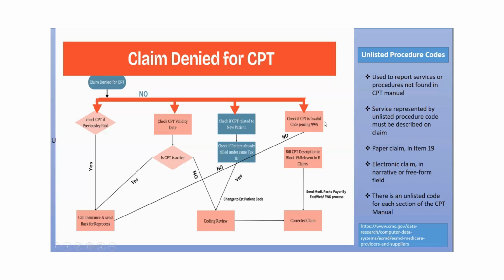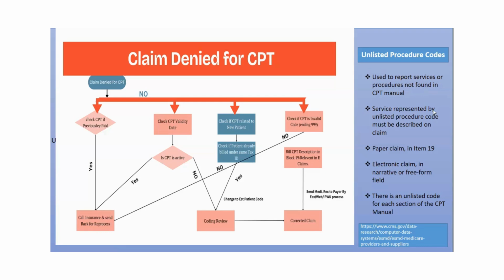And when it comes to an invalid code, what does invalid code mean? That is the unlisted code; we call it an invalid code here. When the code ends with 999, we call it an unlisted code. What is the problem with an unlisted code? When the doctor is not able to find any related CPT code in the manual, he will use this unlisted code. I have given the details here. It is used to report a service or procedure not found in the CPT manual. If you don't find the code, the doctor will suggest using a code ending with 999.